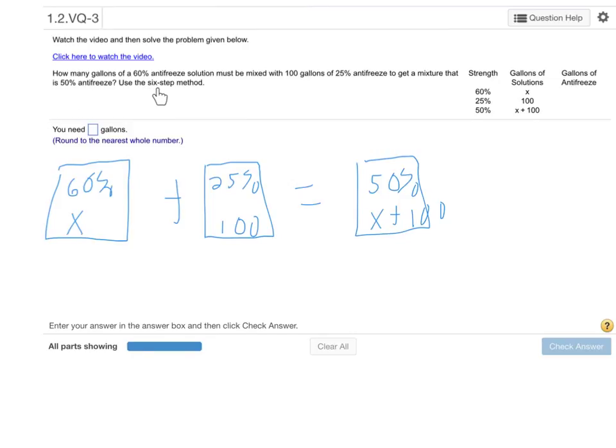How many gallons of a 60% antifreeze solution must be mixed with 100 gallons of a 25% antifreeze to get a mixture that's 50% antifreeze? Use the 6-step method. I guess I've just been drawing this kind of picture here.